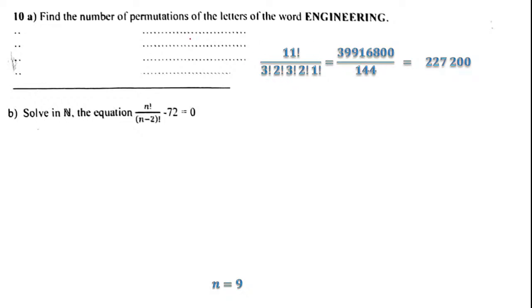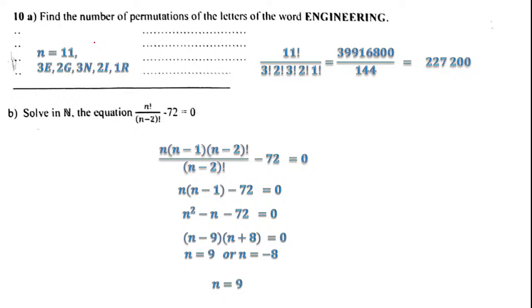Why have I divided by all of this? This is because here we have 11 letters, of which we have 3 e's. That's why I have 3 factorial here. We have 2 g's, so 2 factorial. We have 3 n's, so 3 factorial. We have 2 i's, divided by 2 factorial, and we have just 1 r, 1 factorial. So that's why this answer is like this.